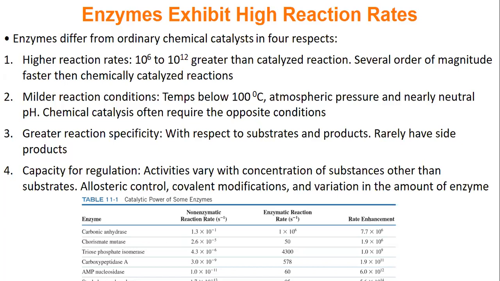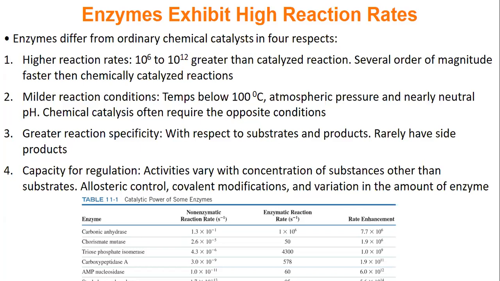And it's easier to use a milder reaction condition. So chemical catalysts in organic chem, you need super high temperatures. You need weird pHs for this reaction to work. Enzymes work below boiling point, normal atmospheric pressure, neutral pH, right? So very, very mild. It's very specific enzymes.